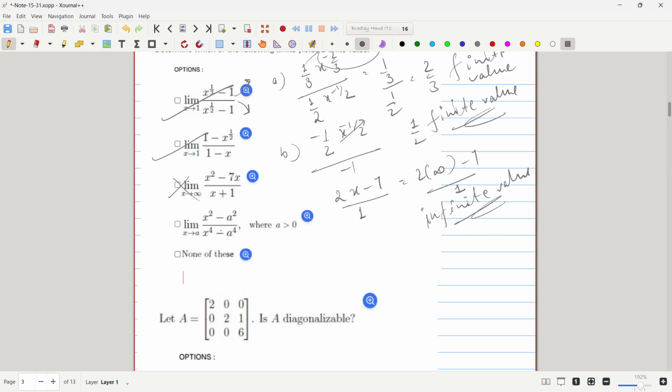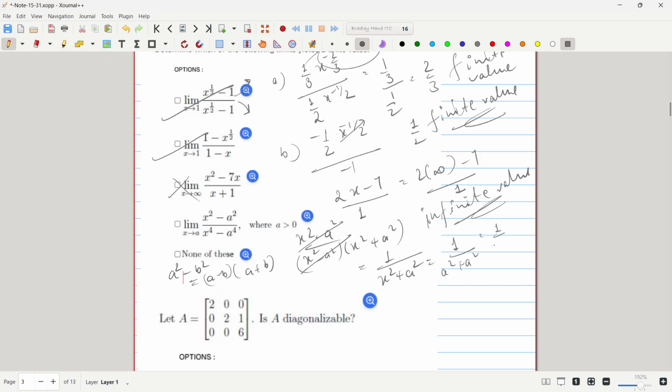Again, in this question, x square minus a square. If you apply the identity a square minus b square as a minus b into a plus b in the denominator, you will see x square minus a square into x square plus a square. This value will be cancelled out and you will get 1 upon x square plus a square. If you put the value x is equal to a, you will get a square plus a square, that is 1 by 2a square. That is also a finite value, so this is also a correct option. Okay, so options A, B and D are correct.